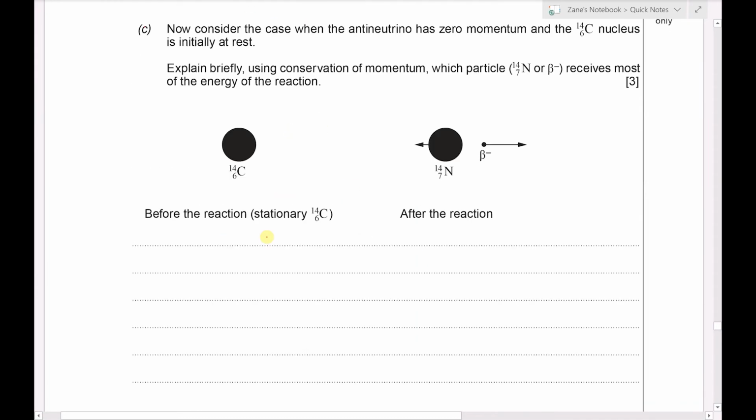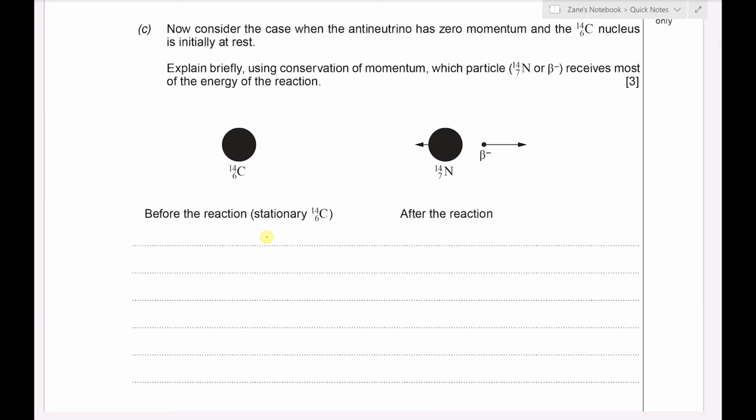For the last part of the question, we're going to consider the case where the antineutrino has 0 momentum. Well, its mass is negligible, so that's fair. And the carbon-14 nucleus is initially at rest. And we're going to explain briefly, using conservation of momentum, which particle, the nitrogen nucleus or the beta particle, receives most of that energy that was released in the reaction.